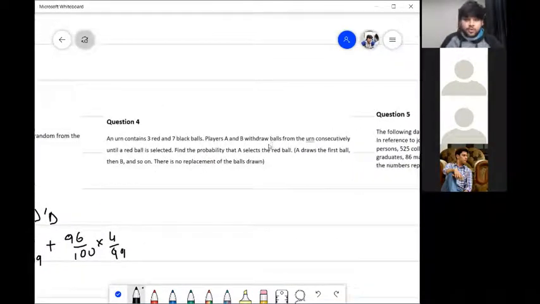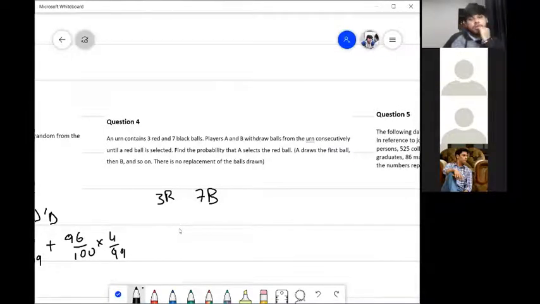So moving to question four, we have a total of 6 questions, by the way, and the last one is a long one. I think I've covered mutually exclusive events a lot, so I'm just going to do this quickly. The question says an urn contains three red balls and seven black balls. Player A withdraws balls from the urn consecutively until a red ball is selected. Find the probability that A selects the red ball.